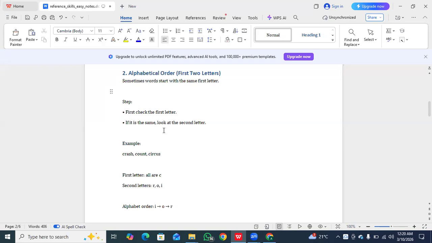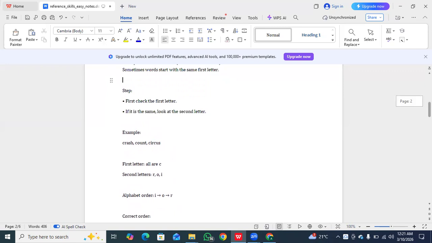Check the first letter of each word. If the first letters are the same, compare the second letters and arrange the words according to the alphabetical order of those second letters. Like I comes before O, O comes before R. Here we have examples.